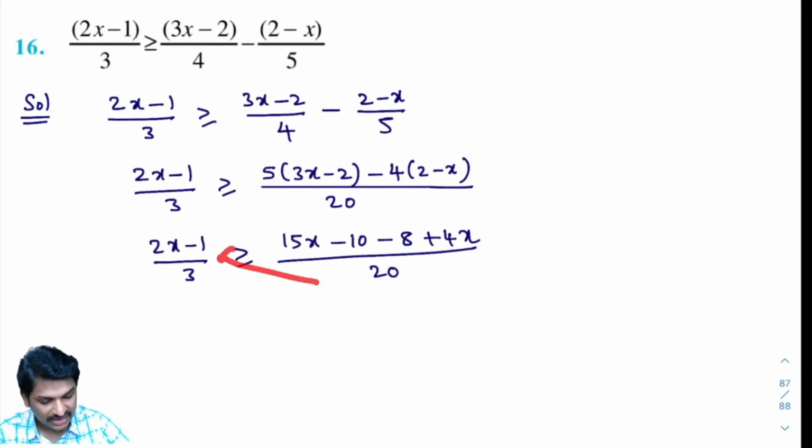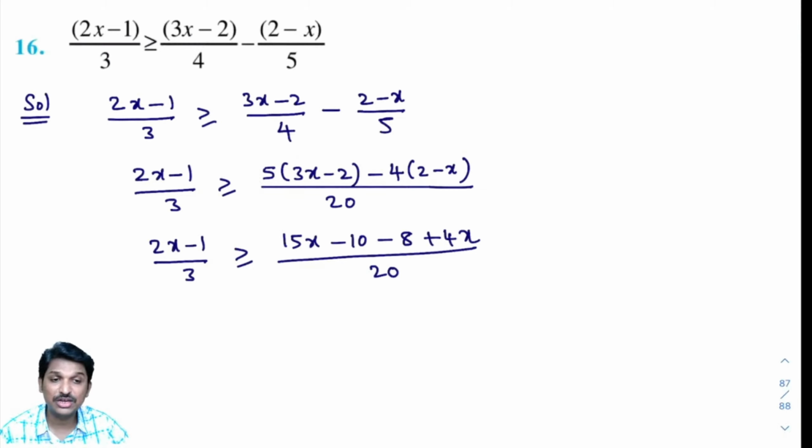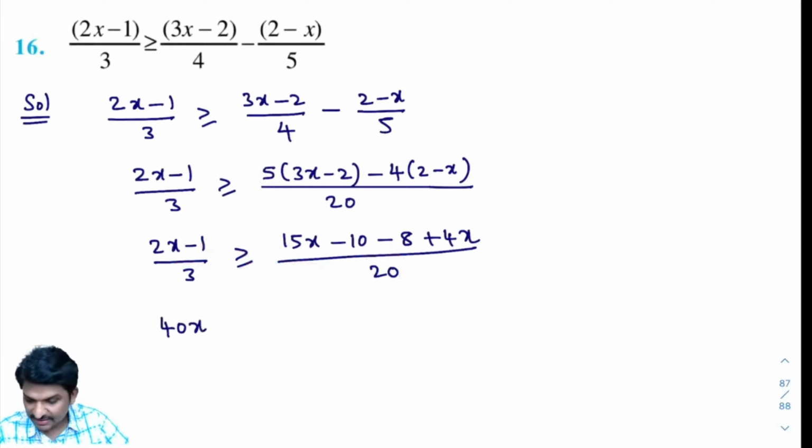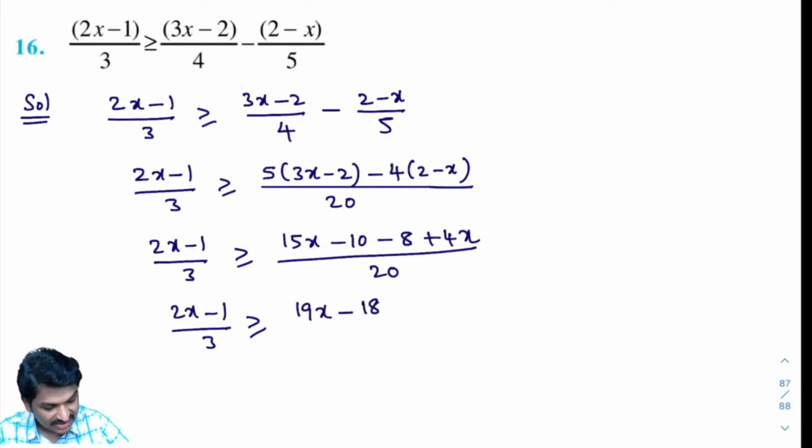You can observe in linear inequalities generally we cannot cross multiply, but if both the denominators are positive numbers then you can cross multiply. Just cross multiply here, what you will get, 20 into 2x minus 1, that is 40x minus 20. Now a little bit I'll simplify. 2x minus 1 divided by 3 is greater than or equal to, look here, 15x plus 4x, that is 19x. 19x minus 18 divided by 20.